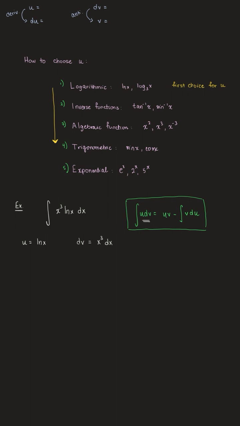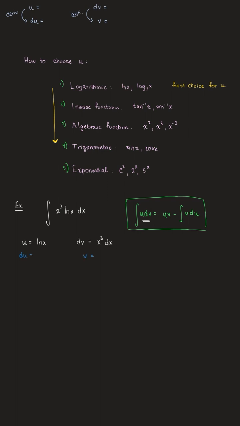So the way that I make use of LIATE is I noticed that we had a logarithmic function in our integrand, so that has to be our choice for u, because it can't be the dv because we can't integrate it. Well, we can, but we just don't know how to yet. Okay, now we have to find the missing part. So we need to find du and we need to find v.